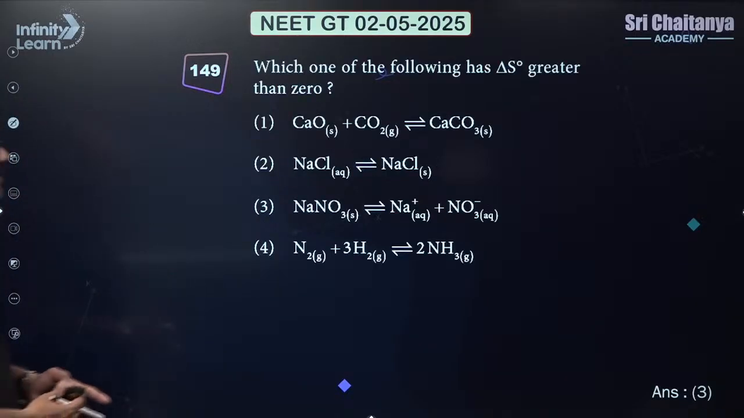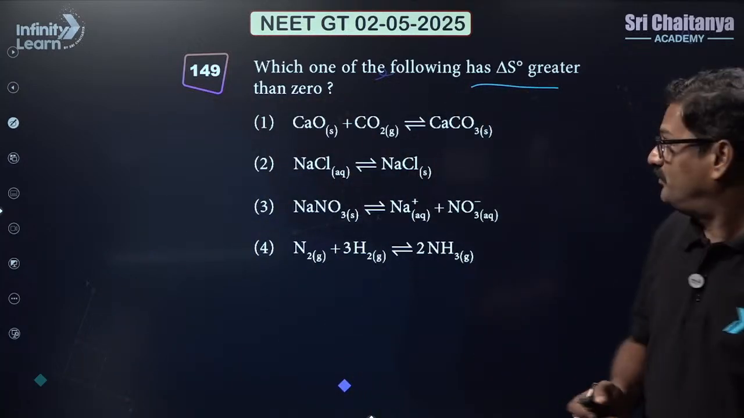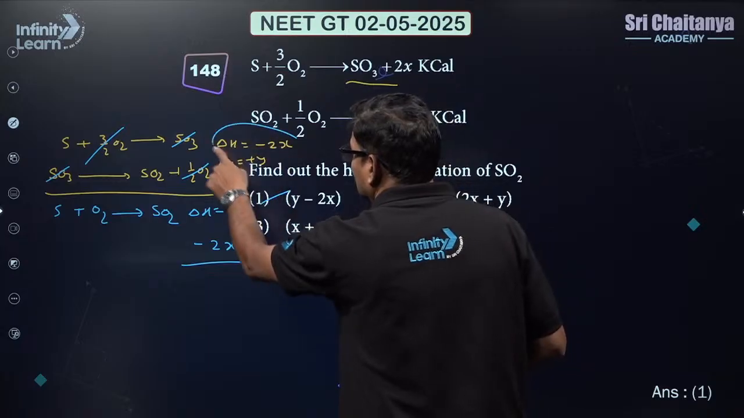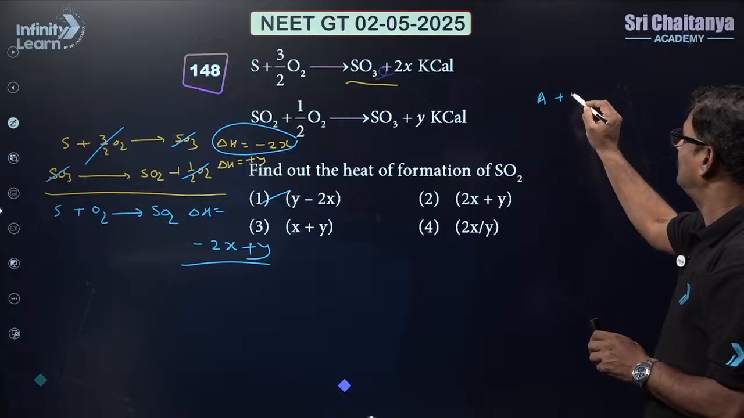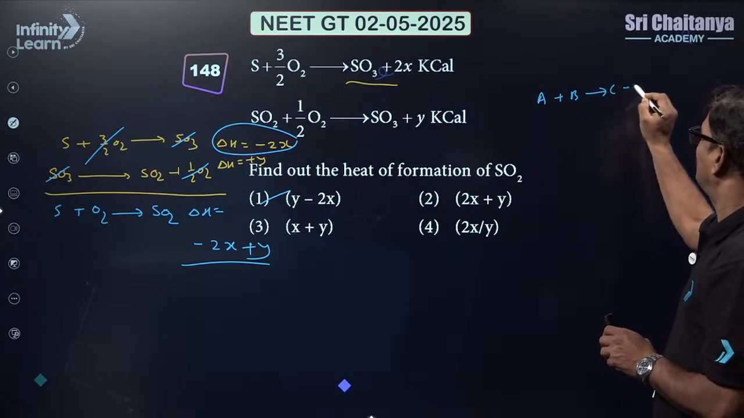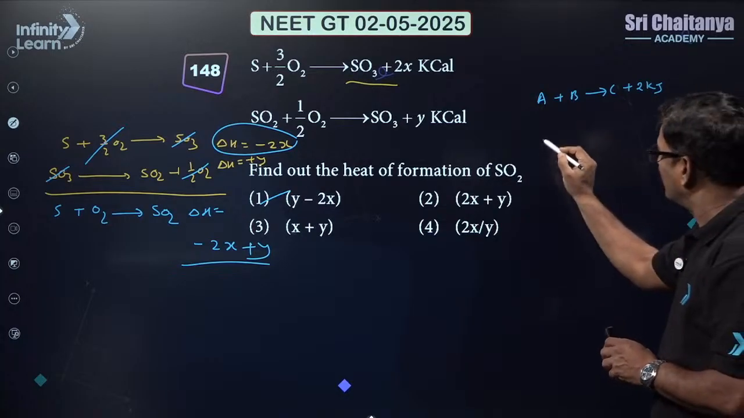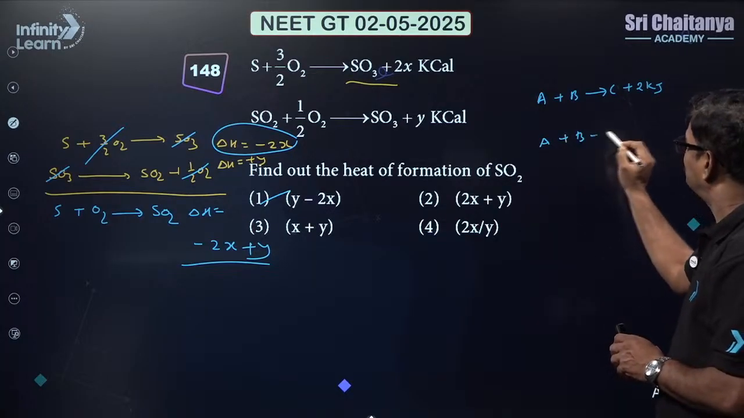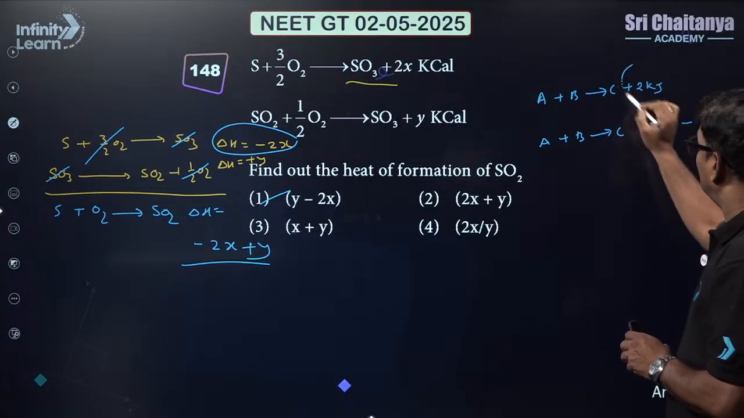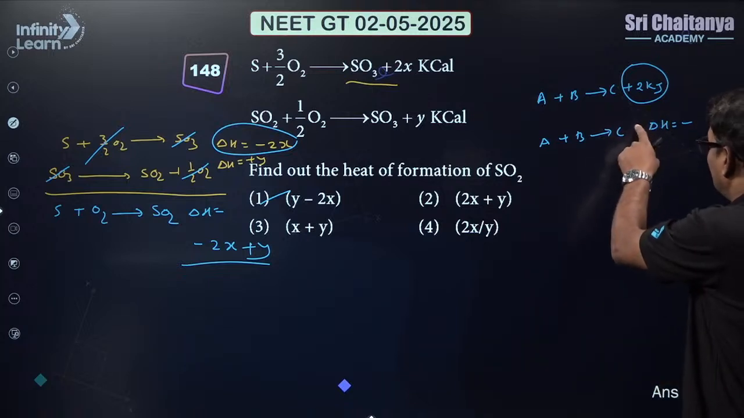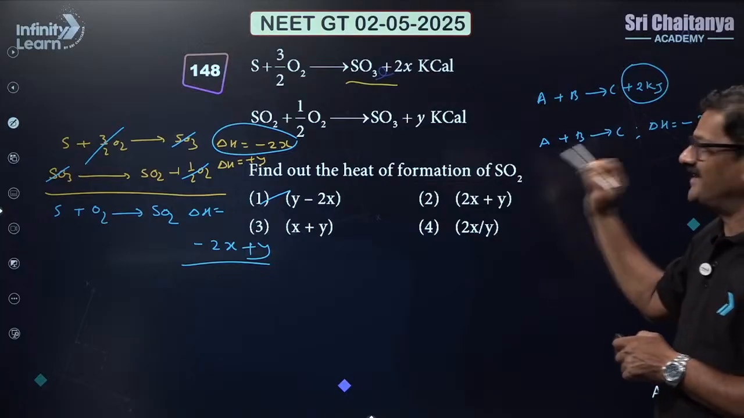Next one, which of the following has greater delta S? A plus B gives rise to C plus 2 kilojoules. Thermochemically, it is written as negative, exothermic. It is written outside the equation. It is going to be 2 kilojoules. You understand? Clear? Yes, exactly.